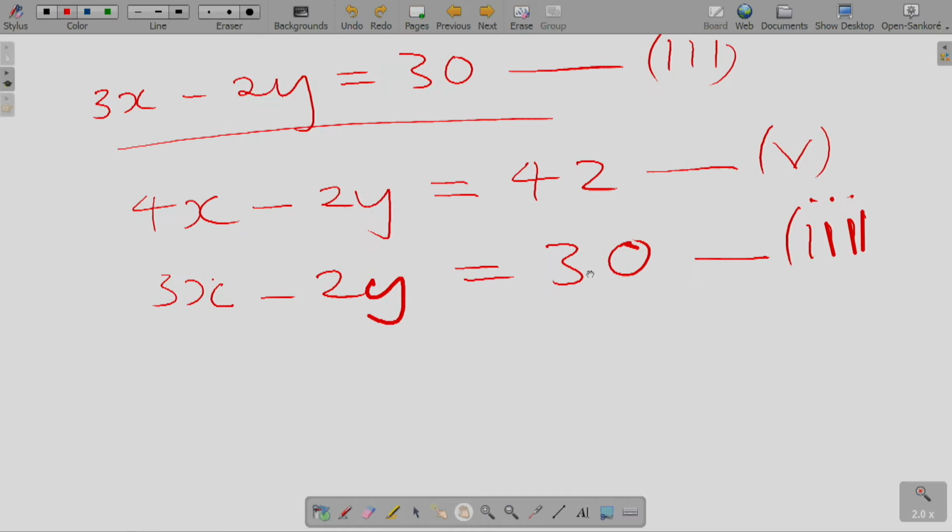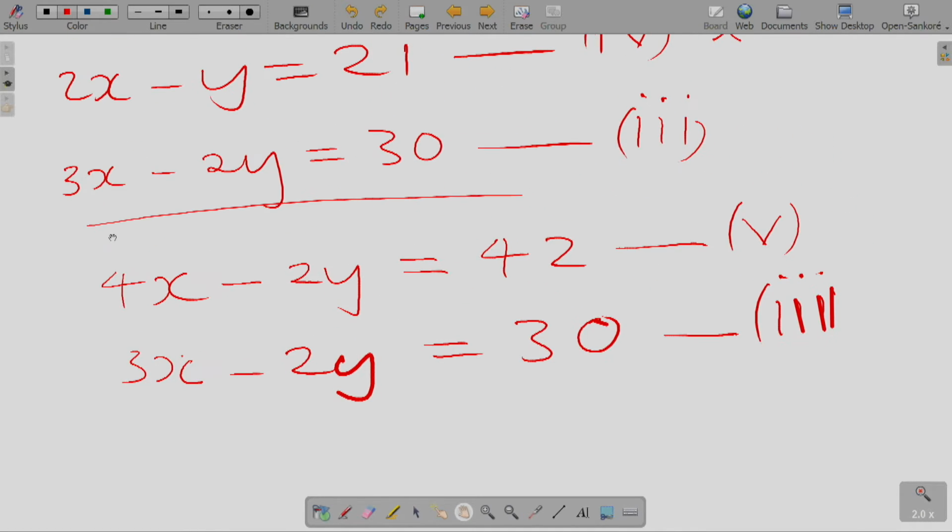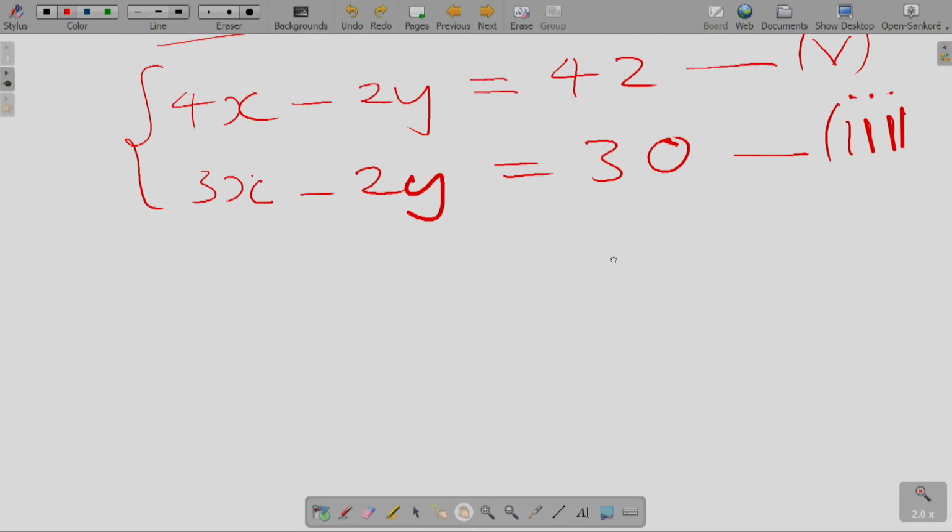So now let's eliminate y by using these two equations, which is equation number 5 and equation number 3. In order to eliminate the variable y, we need to subtract these two equations.